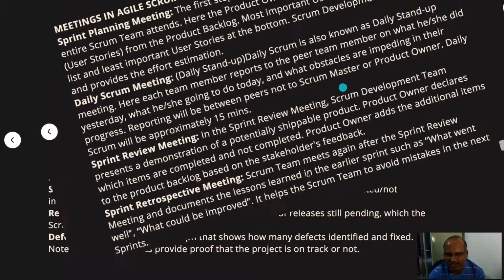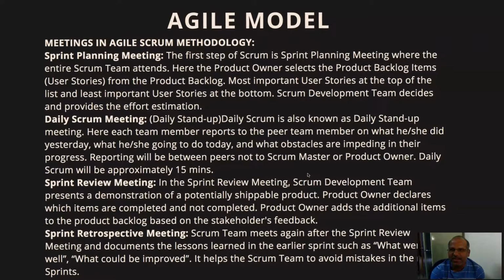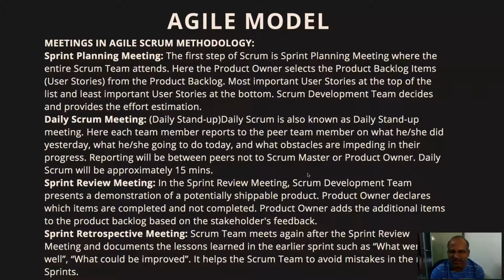Then there are various meetings that will be happening in the Scrum Agile model. The first is the sprint planning meeting, where the whole team attends. The product owner selects product backlog items from the product backlog and moves them to the sprint backlog, right? The Scrum development team decides and provides the effort estimation. They do the effort estimation in the sprint planning meeting and identify the priority items that need to be worked upon in the sprint.